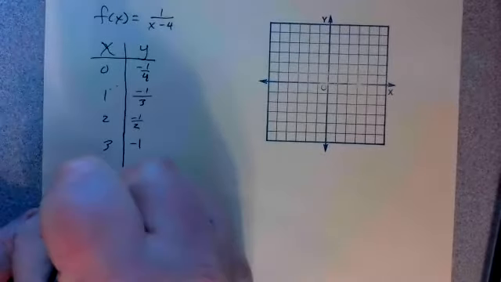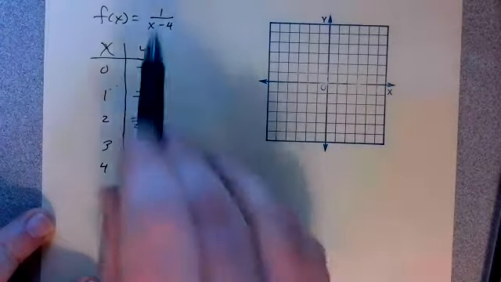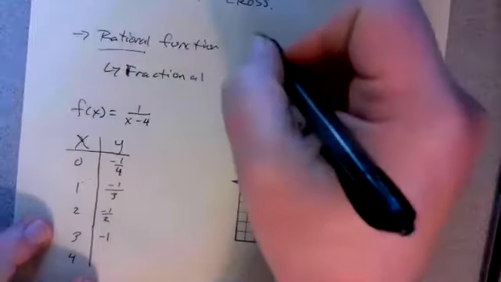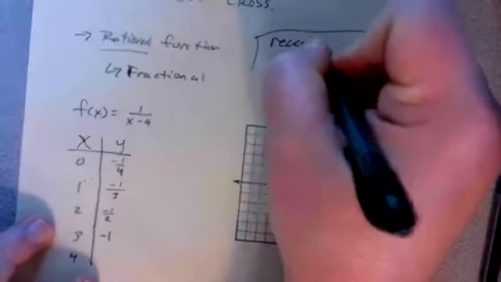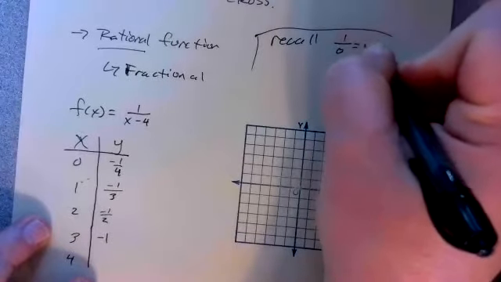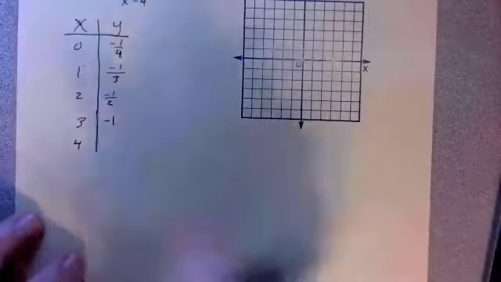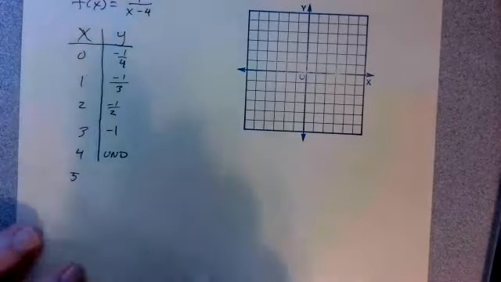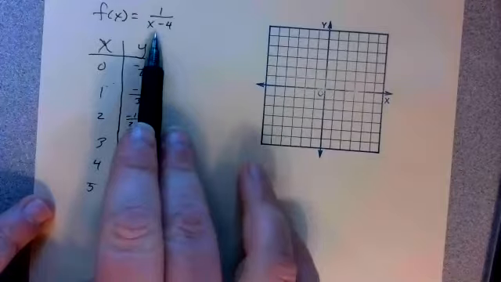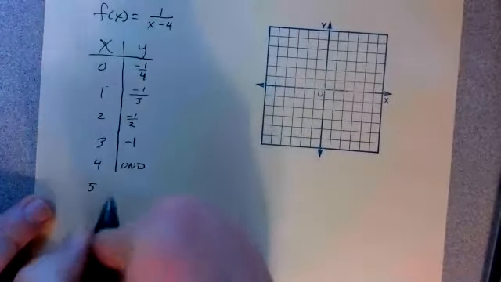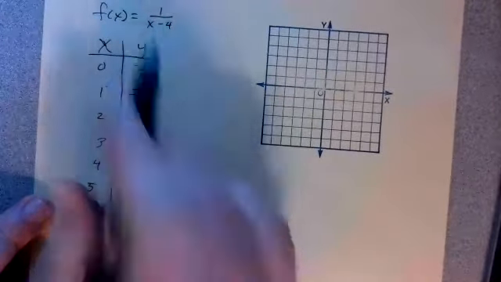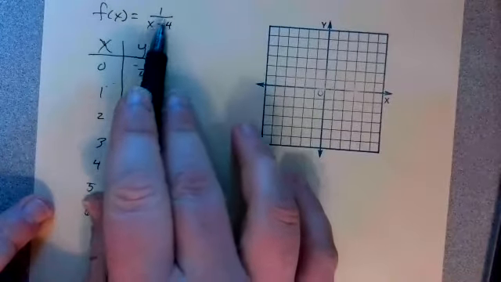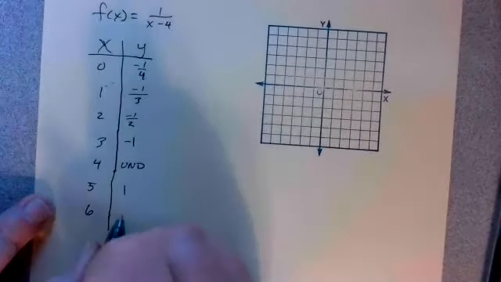Now, if I plug a 4 into this, 1 over 4 minus 4 is 0. Recall that anything divided by 0 is undefined. So when I plug a 4 in, it is undefined. All right, if I plug a 5 in, so 1 over 5 minus 4 is 1 over 1, which is 1. If I plug a 6 in, 1 over 6 minus 4. So 6 minus 4 is 2. 1 over 2 is just a positive 1/2.